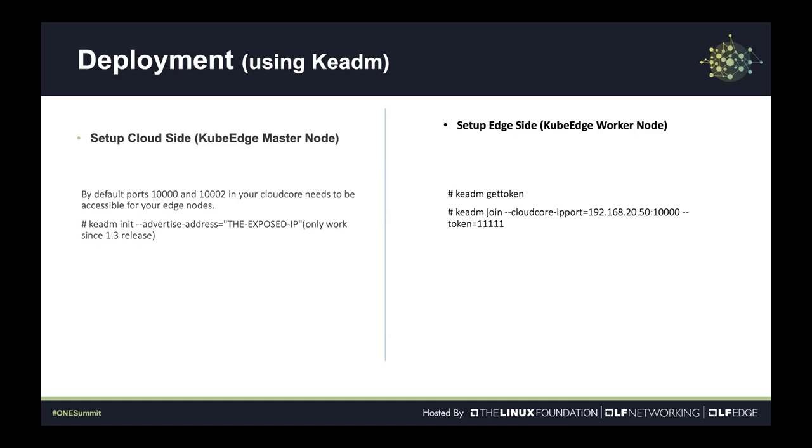For the edge side, the Kubernetes-equivalent workload is just on the remote, far side, the edge side. First we run kubeadmin get token to get your token. Then you call kubeadmin join, specifying the cloud core IP and port, and also your token. This way, the cloud core can authenticate the connection from the edge, then let the worker node join the Kubernetes cluster.